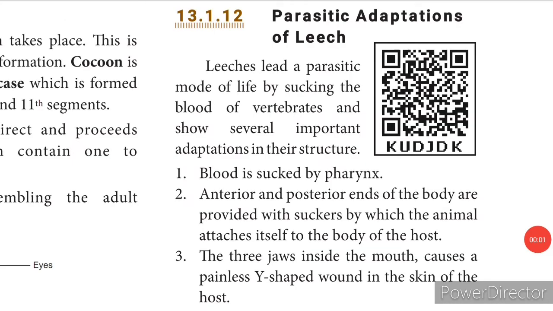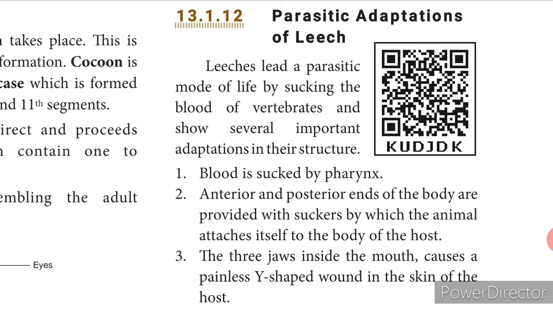Next is the parasitic adaptations of leech. This is a very important question. Now here the first point is that the blood is sucked by the pharynx, isn't it? Now the second one is that it consists of the anterior and the posterior suckers, isn't it? So which attach itself to the host. Now I said that it consists of 3 jaws, isn't it?